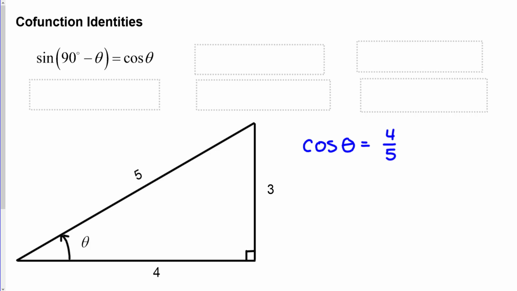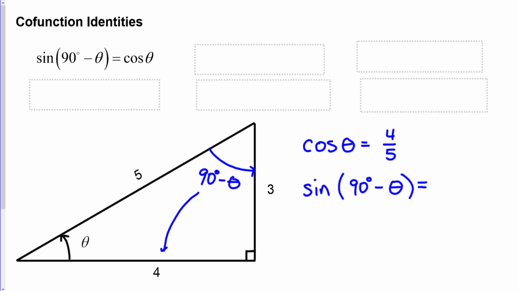Now, this angle, I don't know what theta is, but I could always know what this angle would be by taking 90 degrees minus that angle measure, so 90 minus theta. Now, if I were to calculate using that as my observed angle, if I did the sine of 90 degrees minus theta, then that would be the opposite of that side. Opposite of that side is 4. The hypotenuse is still 5. So the result here is still 4/5.